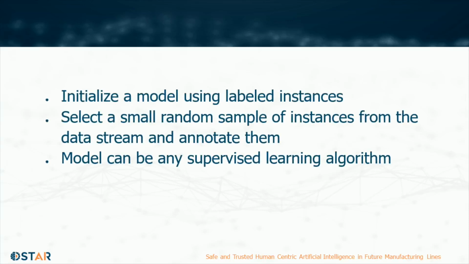3. Model initialization. To perform batch mode active learning, we need to initialize a model using the labeled instances. This can be done by selecting a small random sample of instances from the data stream and annotating them. The model can be any supervised learning algorithm, such as decision trees, support vector machines, or neural networks.